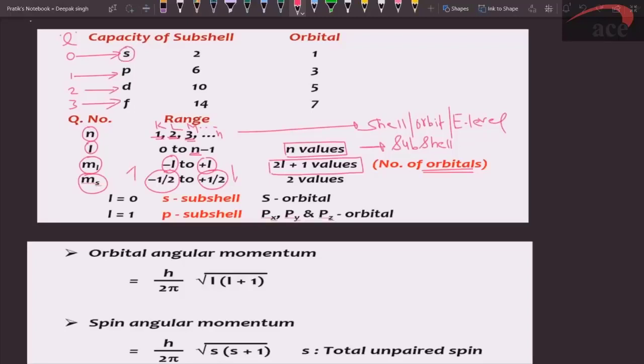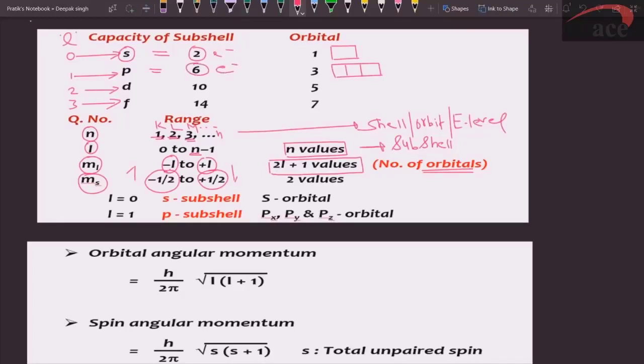For the S subshell, the number of orbitals is 1. So it is indicated as 1 box, and 1 box, that is 1 orbital, contains a maximum of 2 electrons. That is referred to as capacity. So in short, the capacity of the S subshell is 2 electrons. For the P subshell, there are 3 orbitals, indicated by 3 boxes. So 3 boxes means 3 orbitals, and the capacity of the P subshell is 6 electrons.